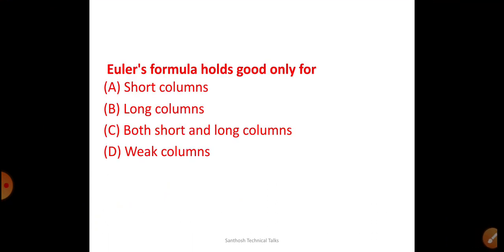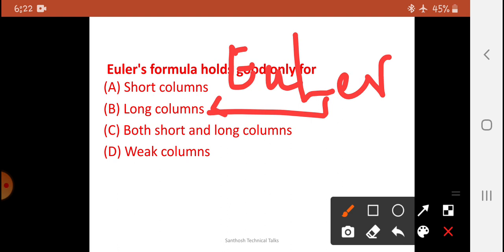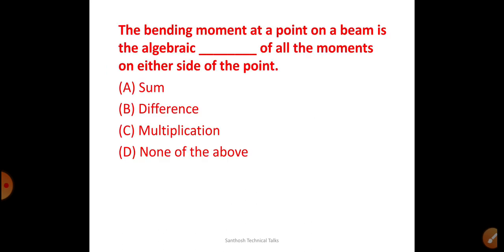And the next, as I said earlier, the Euler formula holds good only for long columns. Euler means it is for long columns. And next, a superb question. The bending moment at a point on a beam is the algebraic sum of all moments on either side of the point. So it is a sum of all moments.